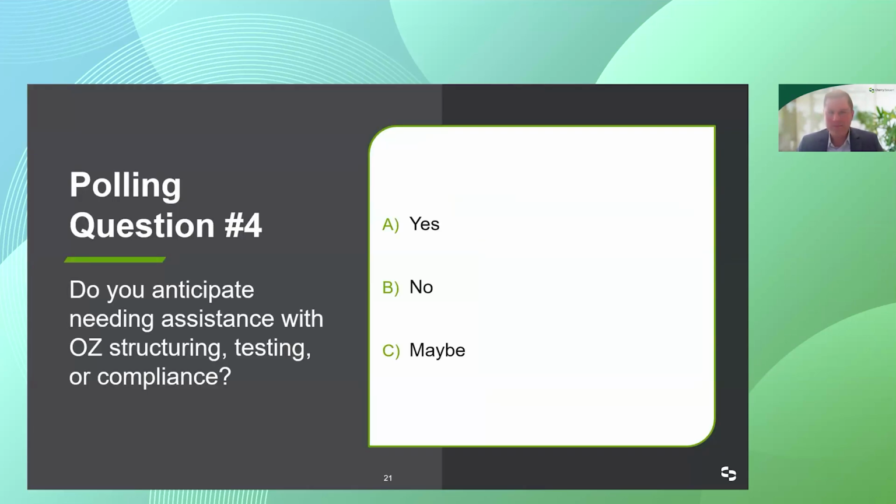I think we've got polling question number 4. Do you anticipate needing assistance with OZ structuring, testing, or compliance?